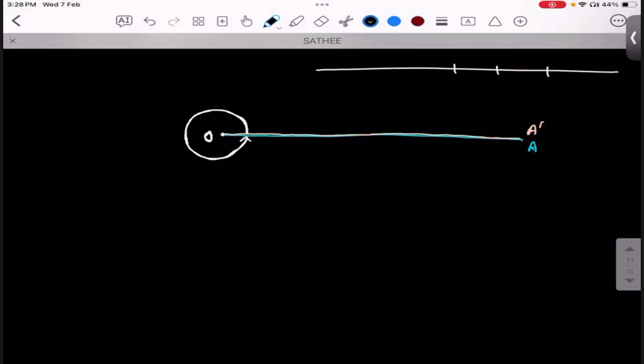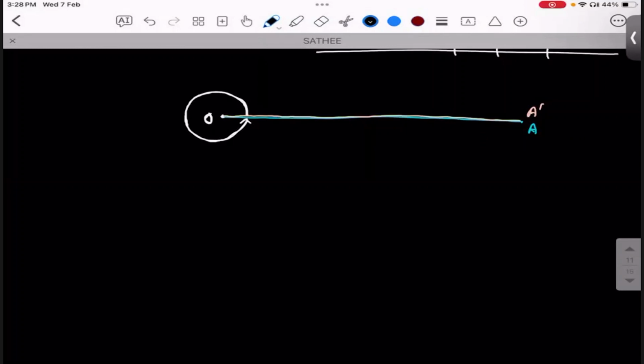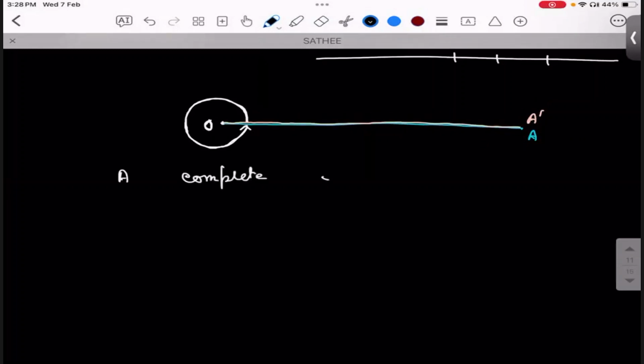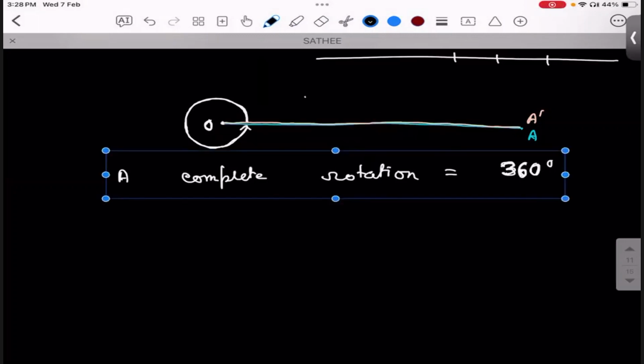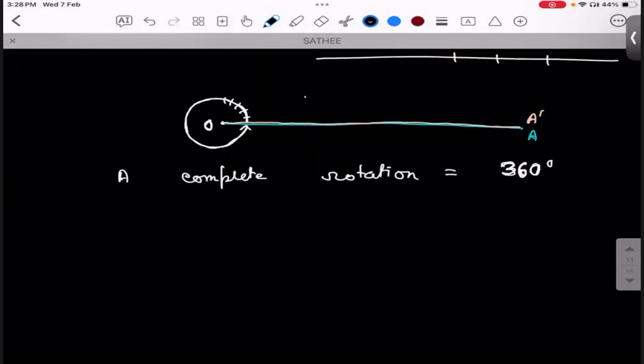Okay, so let us write some important points. A complete rotation is equal to 360 degrees. Okay, so why 360 degrees? Because we are dividing this into 360 parts like this. It became more than 1 degree, but just for understanding, I am drawing this. So a complete rotation is considered as 360 degrees.